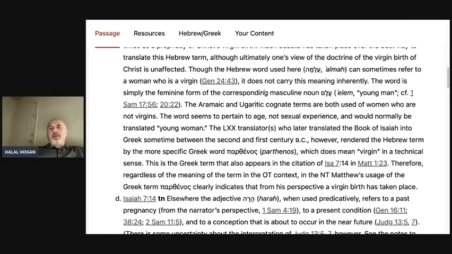Though the Hebrew word used here, almah, can sometimes refer to a woman as a virgin. Sometimes there is not one uncontested usage of almah that doesn't refer to a virgin. It does not carry this meaning inherently. Now, notice the contradiction. Meaning is derived from usage. You understand? Why they're talking out of both sides of their mouth? You don't know what a word means apart from the way it's used. If the term has always been used in the Hebrew Bible for a mature woman who's a virgin, then it's part of its inherent meaning. What the hell are you talking about? See the deception?